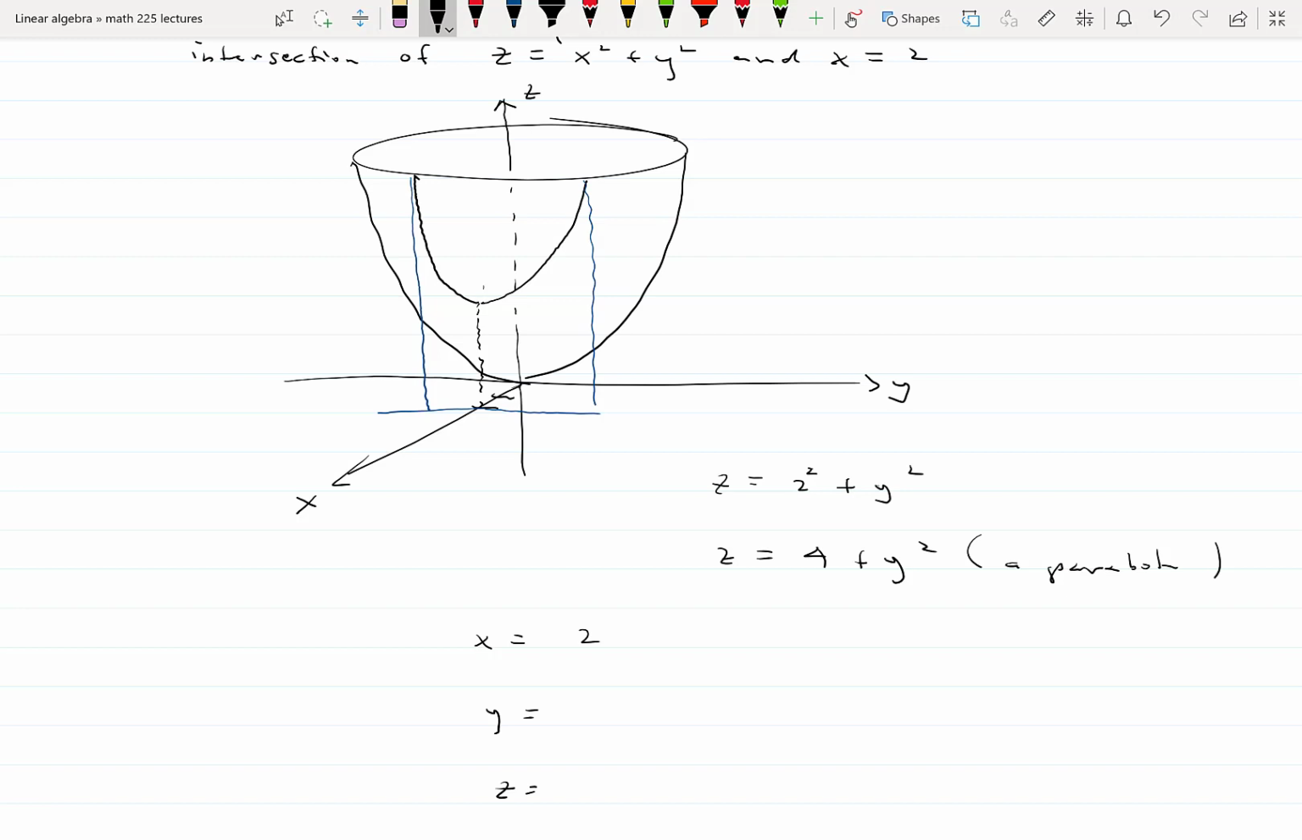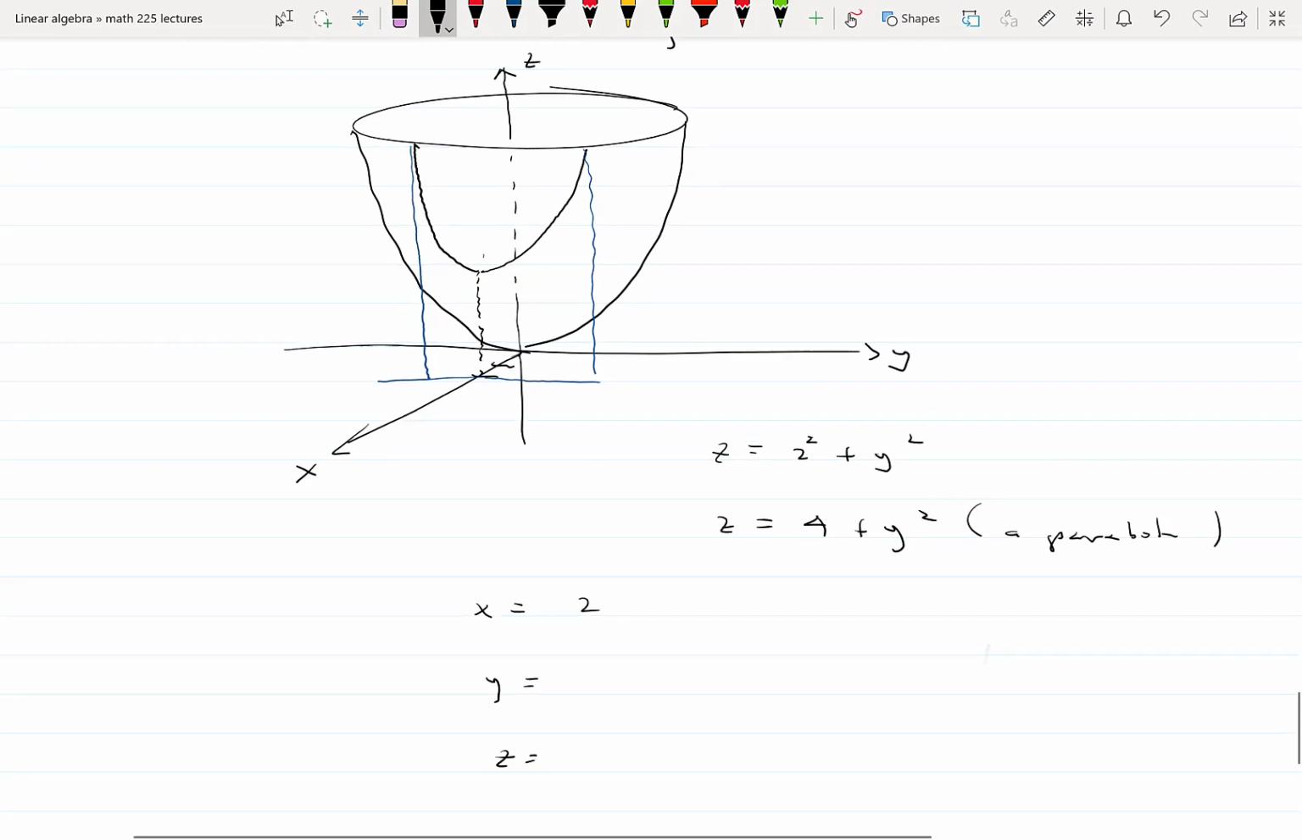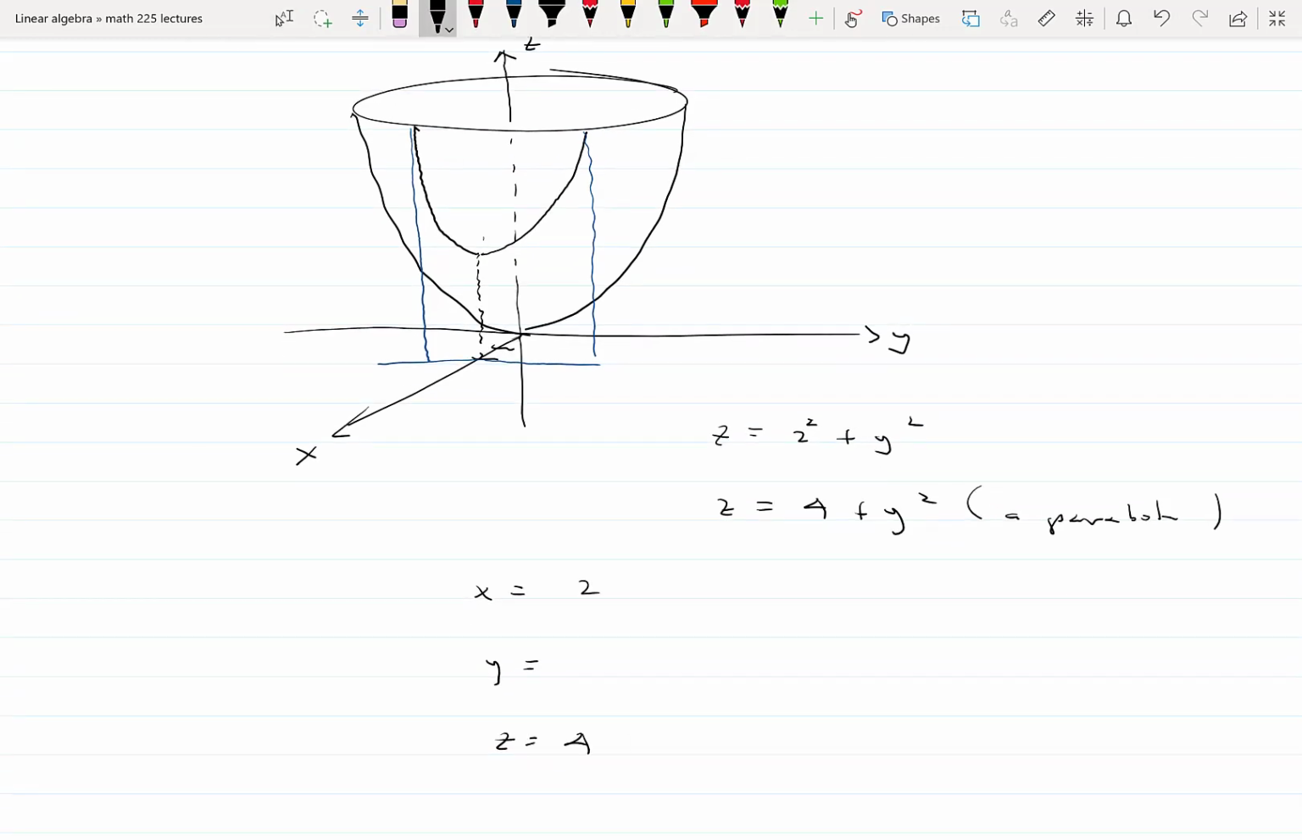However, z should equal 4 plus whatever y is squared. So I'm going to make y equal to t. You can do that. You can make y equal to t cubed if you want. You can introduce a parameter and let y equal t, and then z must equal 4 plus t squared. There are perfectly good parametric equations for this parabola. Okay.